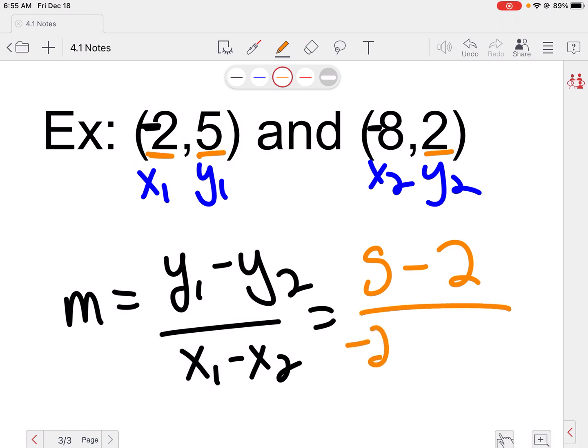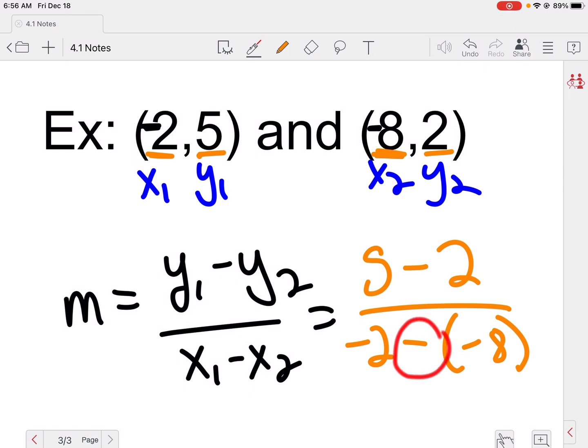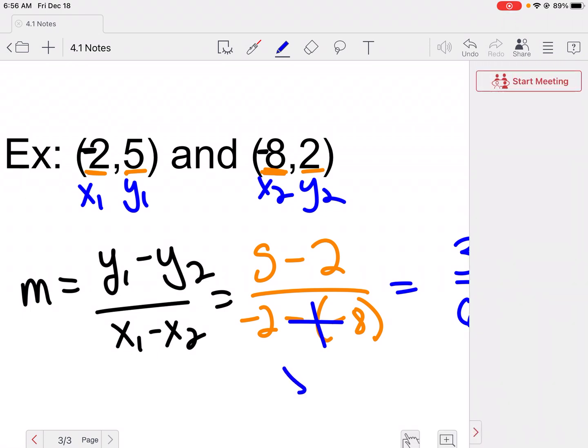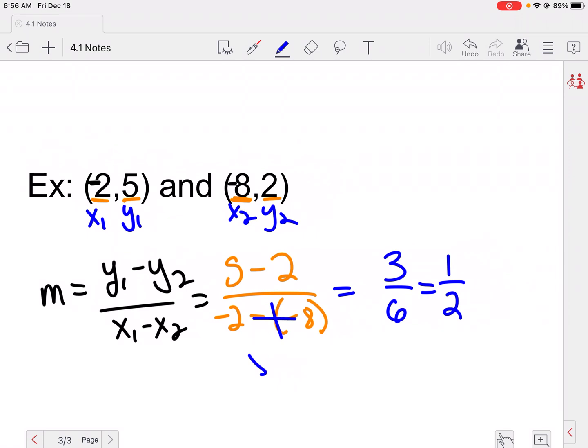x1 is negative 2 minus, now this is where we have a lot of issues a lot of times. This is a negative 8. So notice how I'm putting it in parentheses. That's because I have a subtraction sign from my formula and I have a negative 8 from what I'm plugging in. Okay? So please, please, please be careful with that. So 5 minus 2 is 3. Now 2 minuses make a plus. And negative 2 plus 8 is 6. And I always reduce my fractions if I get a fraction answer. So this would be 1/2.